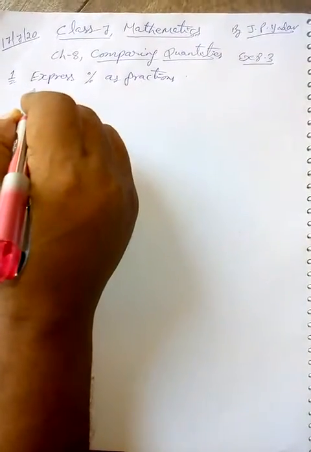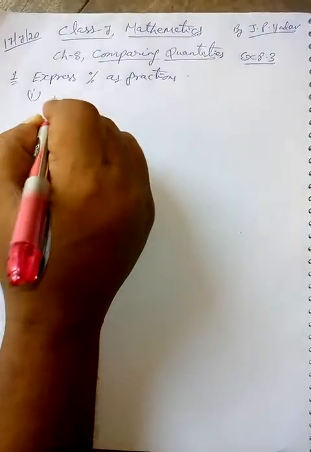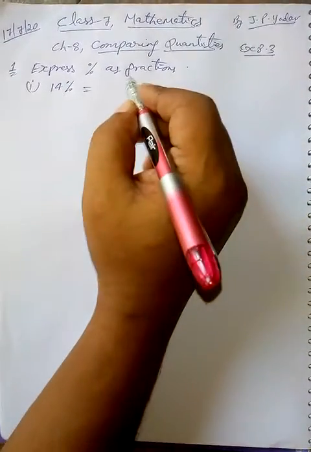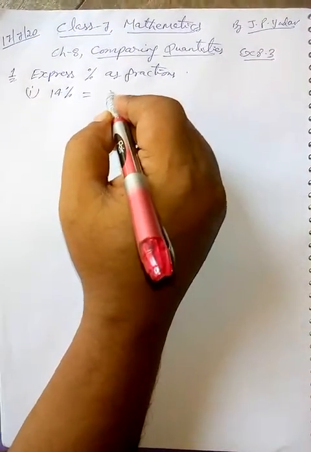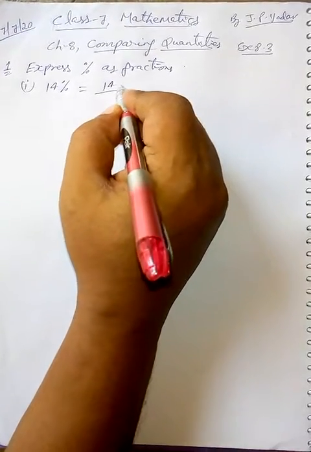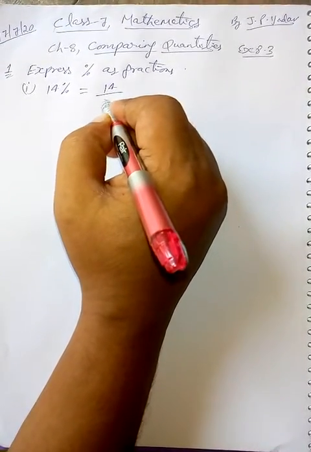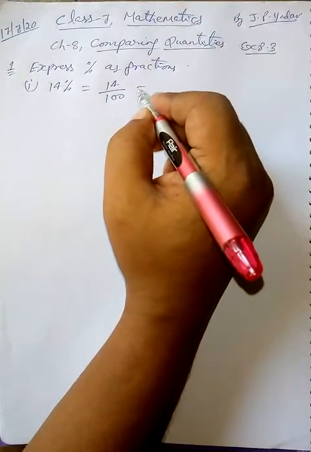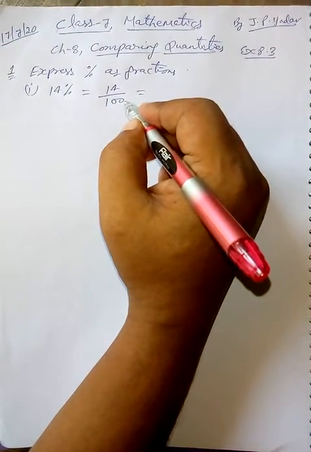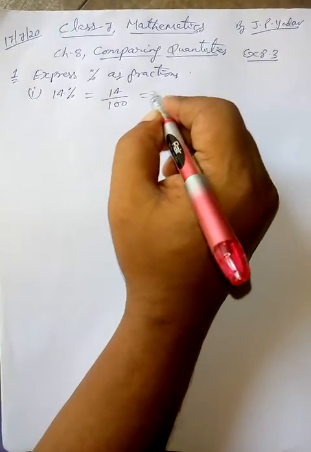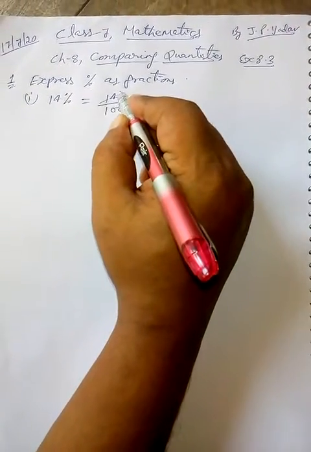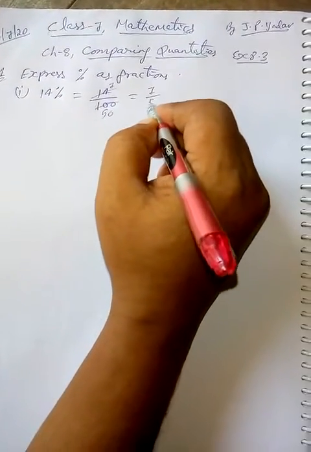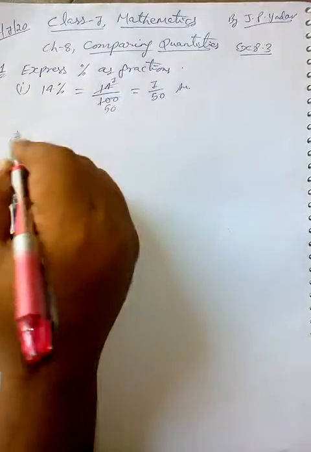It's simple. Look at this first part. 14% to be expressed as a fraction. When you remove the percent, it becomes 14 by 100, and this is a fraction. You just require to reduce it into simplest form: 2 sevens are 14 and 2 fifties are 100. And you get 7 by 50 as the fraction.